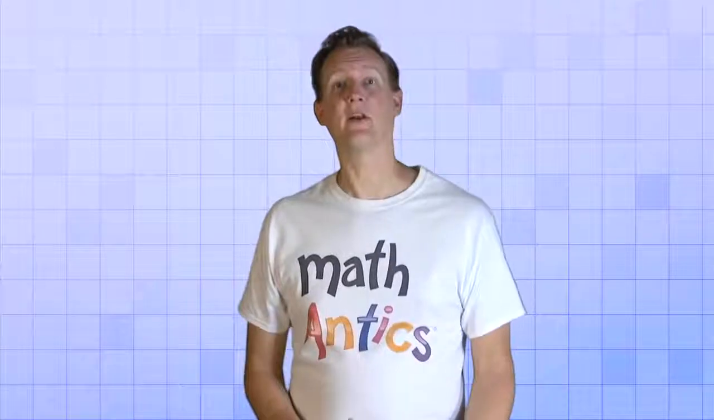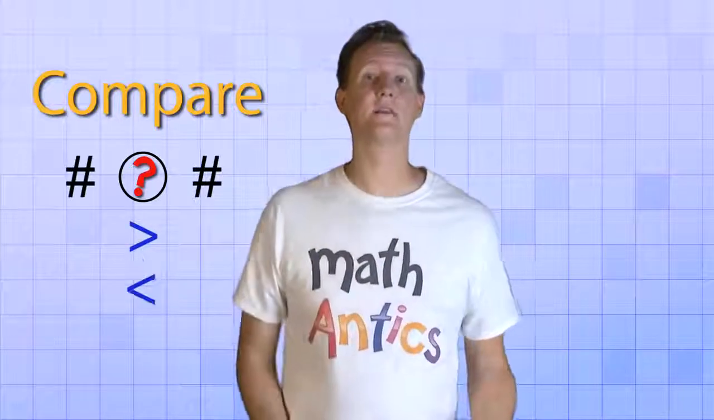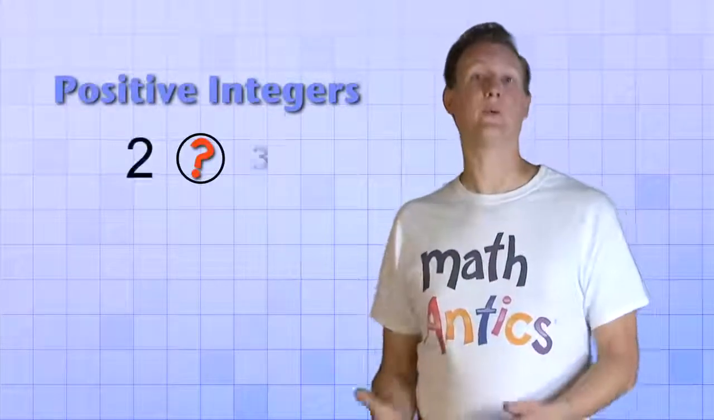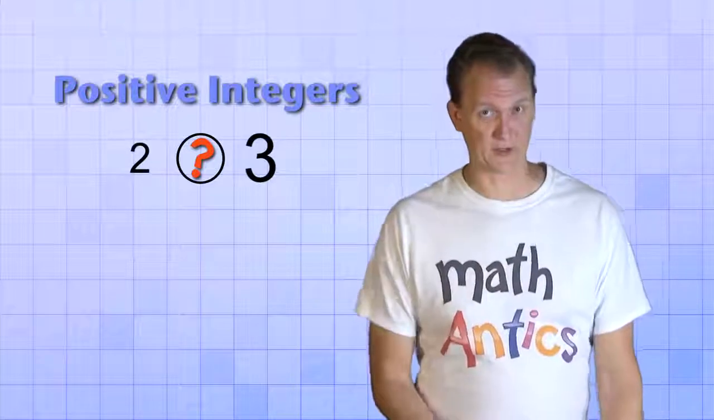Okay, now that you know what negative numbers are, we need to learn how to compare them to other integers. Remember that in math, comparing just means saying which of two numbers is bigger or smaller than the other, or saying that they're equal. And to do that, we use the greater than, less than, or equal signs. You're probably already pretty good at comparing positive integers. Like if I ask, which is bigger, 2 or 3? You know that 3 is bigger than 2.